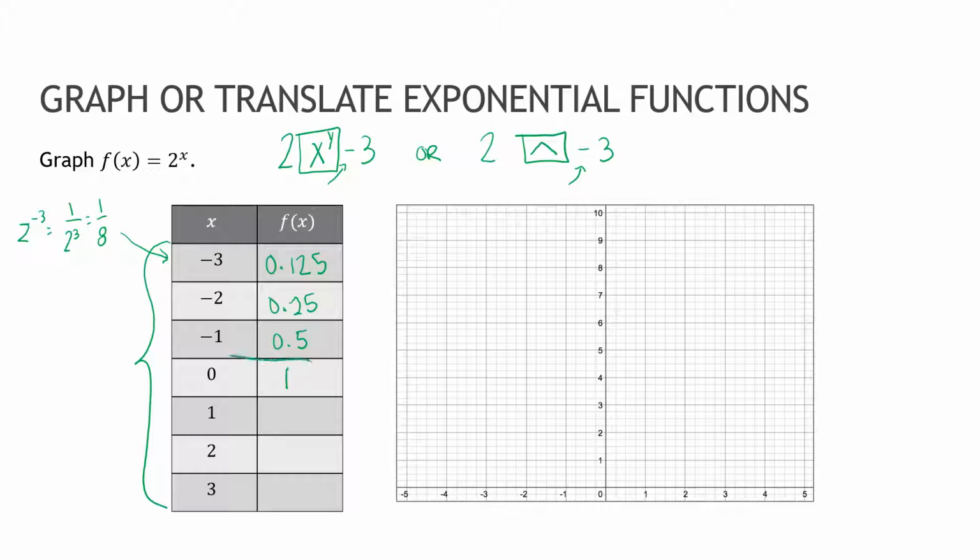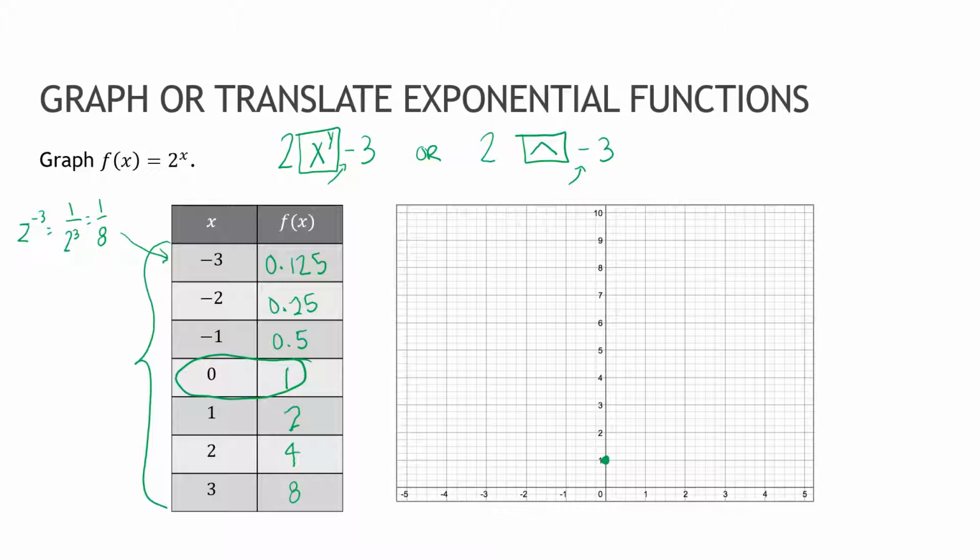And remember what we said is that it's always going to go through the point (0, 1) unless we start moving it right or left using our transformations, which I'll show you in just a minute. Then I'm just going to keep going. 2 to the 1st is 2. 2 squared is 4. 2 to the 3rd is 8. And now I'm just going to plot these points.